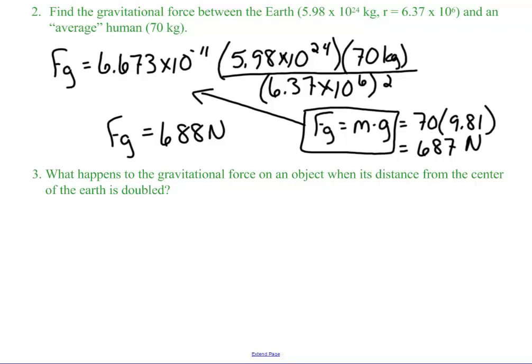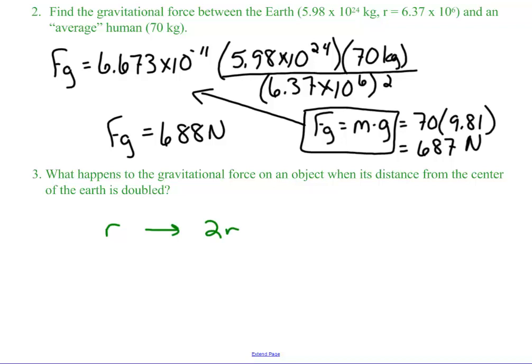Now, if we look at the third one, we don't really have to do a whole lot of math. It's more of a work-it-through thought problem. What happens to the gravitational force on an object when its distance from the center of the Earth is doubled? So instead of r, we go to 2r.